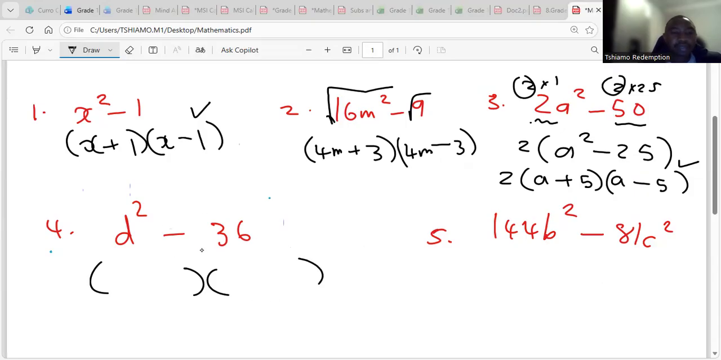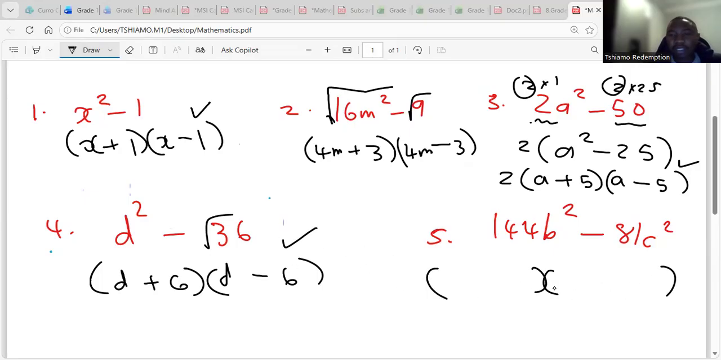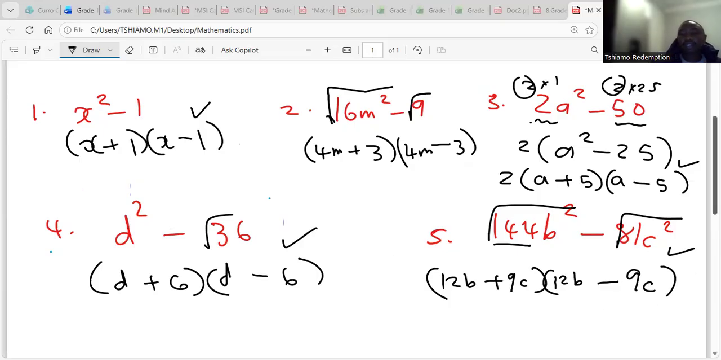Okay. Let's look at this one. Difference of two squares again, plus and a minus. What is the square root of d squared? It is d. And then this one is what? 6. So that's your answer there. And I hope now you see the pattern. Minus the square root of 144b squared, it's 12b, and then 81c squared will be 9c, 9c. And there you have the answer.